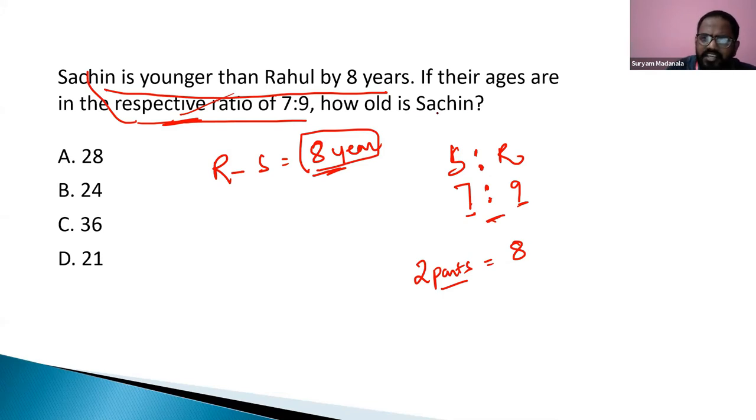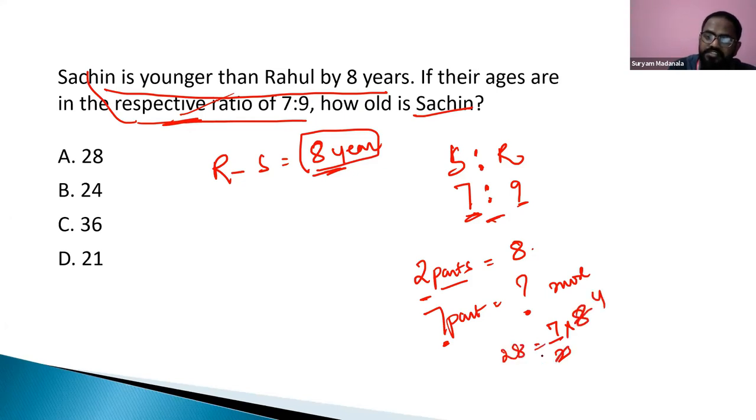Now, what are they asking? Sachin's age, which is 7 parts. It will definitely be more than 8, so my fraction becomes larger. 7 is the larger value, so I keep it in the numerator, and the rest goes in the denominator, multiplied with 8. So you get 28.